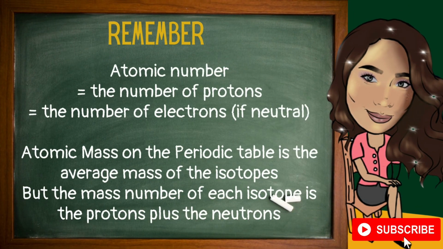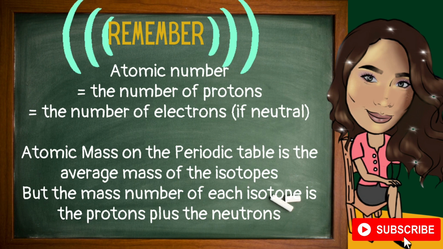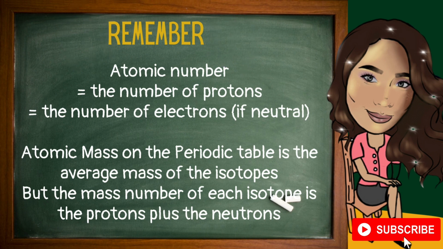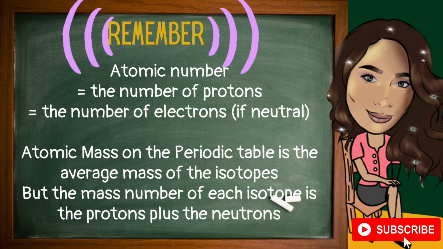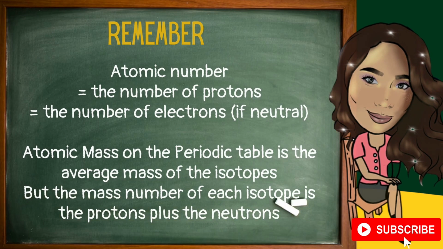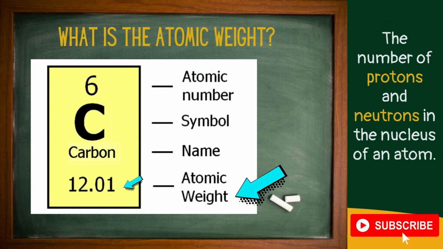Remember, the atomic number corresponds to the number of protons as well as the number of electrons, that is if they are neutral. And the atomic mass on the periodic table is the average mass of the isotopes that you will discuss in your grade 9. So what is atomic weight? It is the number of protons and neutrons in the nucleus of an atom, since protons and neutrons are the ones found in the nucleus of an atom.